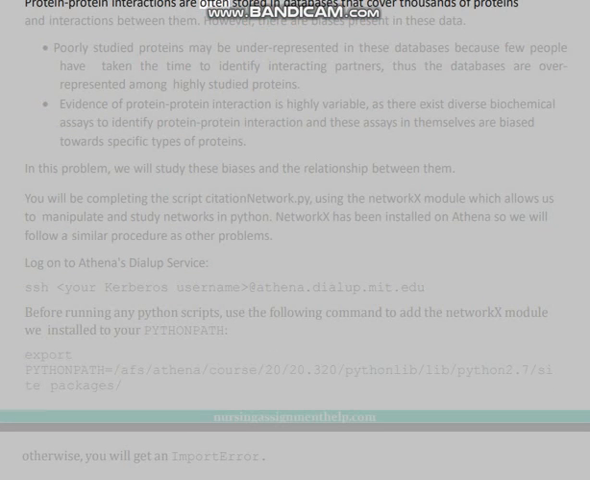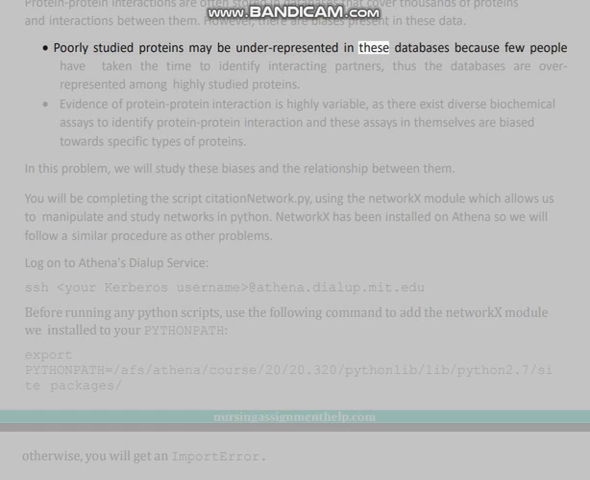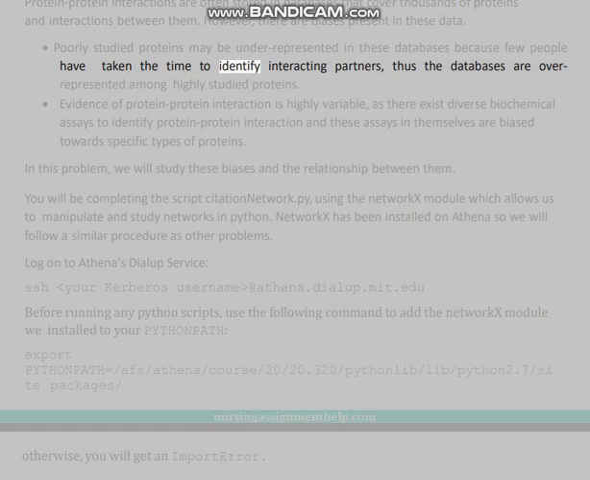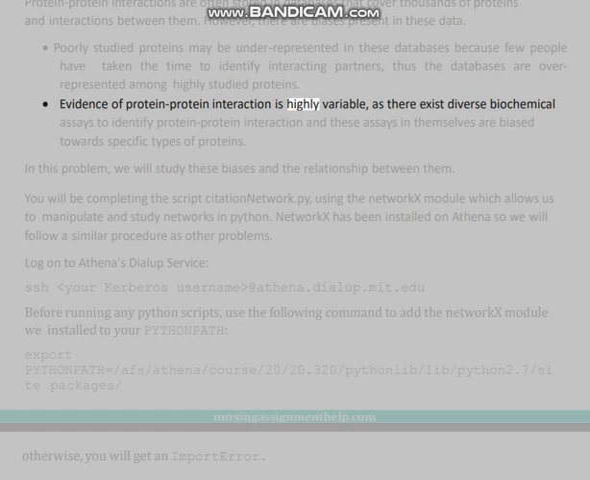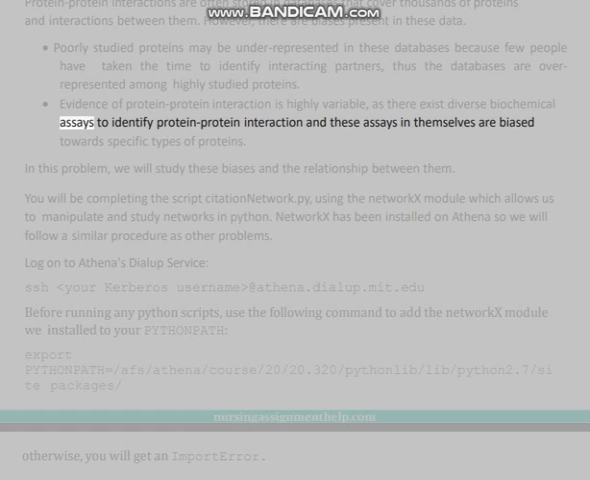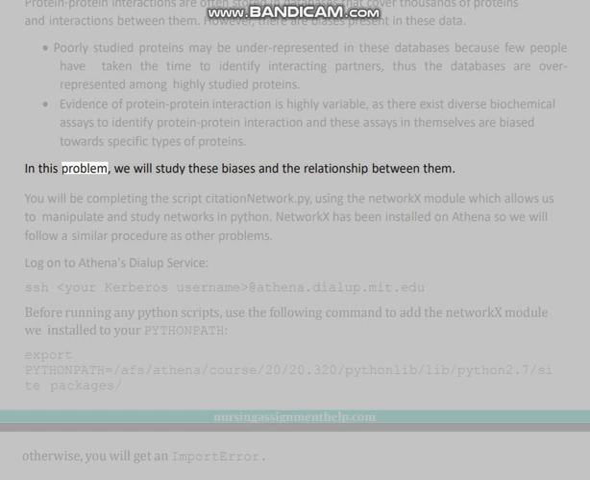Protein-protein interactions are often stored in databases that cover thousands of proteins and interactions between them. However, there are biases present in these data. Poorly studied proteins may be underrepresented in these databases because few people have taken the time to identify interacting partners. Thus, the databases are overrepresented among highly studied proteins. Evidence of protein-protein interaction is highly variable, as there exist diverse biochemical assays to identify protein-protein interaction, and these assays in themselves are biased towards specific types of proteins. In this problem, we will study these biases and the relationship between them.